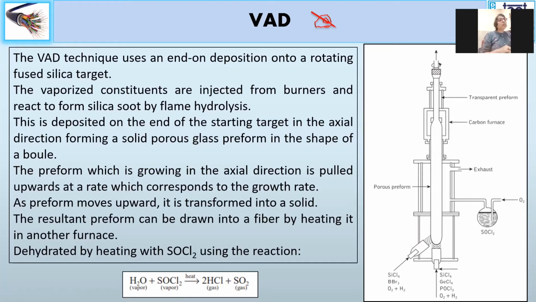There are two motions that are taking place. One is that the rod is slowly being pulled up, and the rod on which the deposition is taking place is continuously rotating, for the uniform deposition that you get for the preform. So there are two motions, as you can see: an upward pull and a rotational movement.